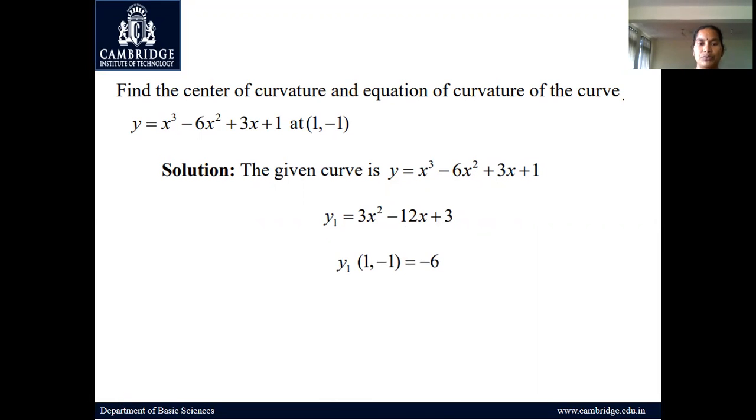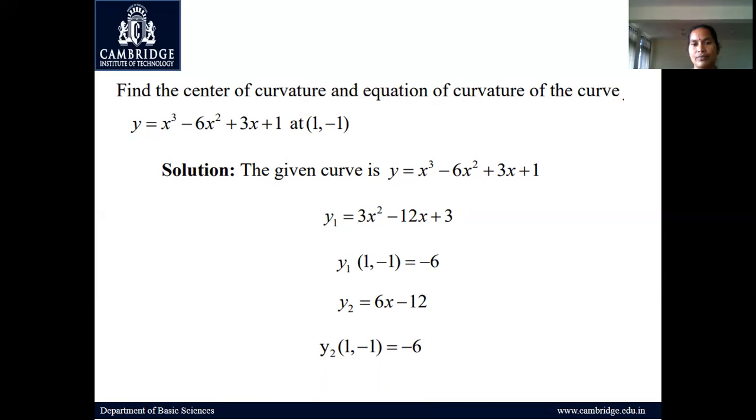In a similar way we have to do the second derivative. We already have the first derivative, and with its help we'll go for the second differentiation, d square y by dx square, which we write as y2, the second derivative of the given function. 3x square becomes 6x, minus 12. So y2 is equal to 6x minus 12. Substituting the point (1, minus 1), we get 6 minus 12 as minus 6. So we got y1 as minus 6 as well as y2 as minus 6.